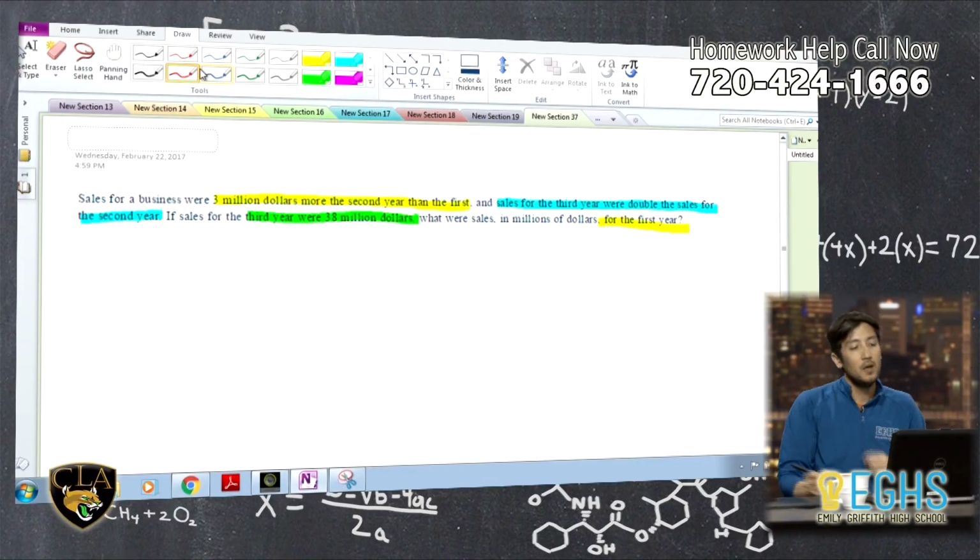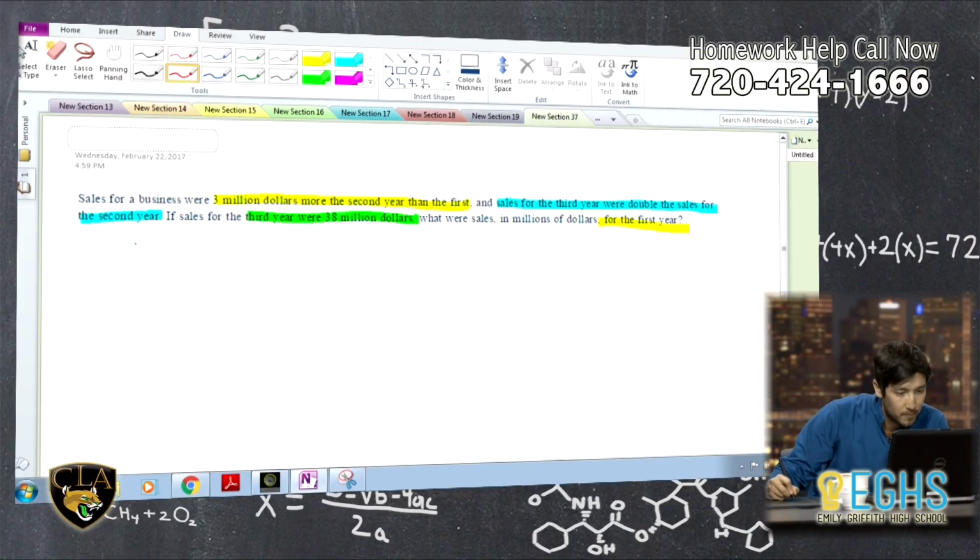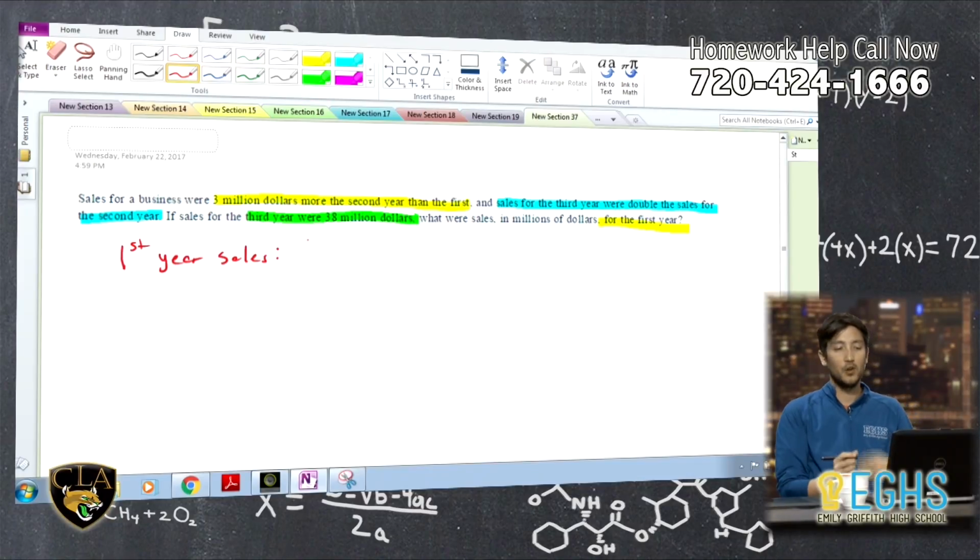So what I'm going to do is write this out. Sometimes it's easier to write stuff out than it is to use variables. We're going to start with the first year sales. And we can quickly look back at our information and think, do we know sales for the first year? No. That's what the question is asking us.